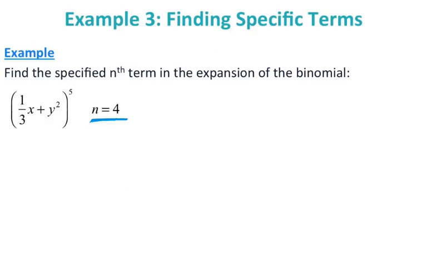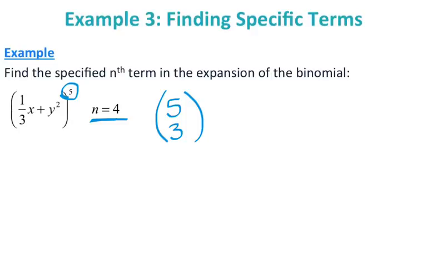So I can set up the combination, and my bottom number is going to be 1 less than n, so that's going to be 3. Now, your top number is always whatever this exponent is, so that's 5. So this combination is 5 choose 3.